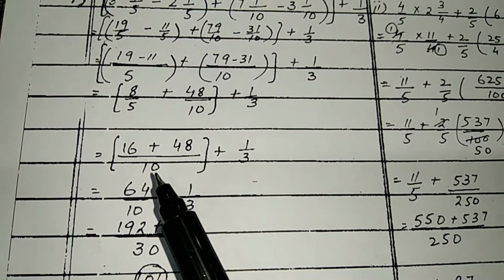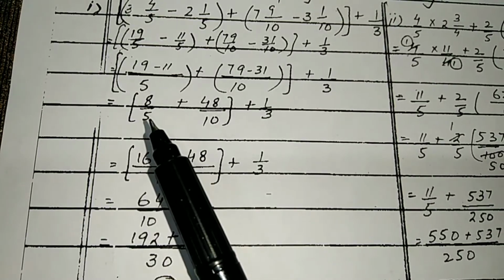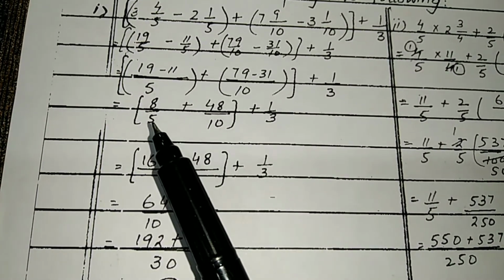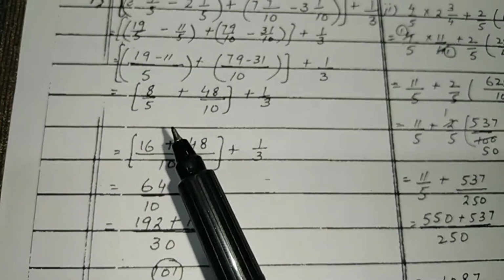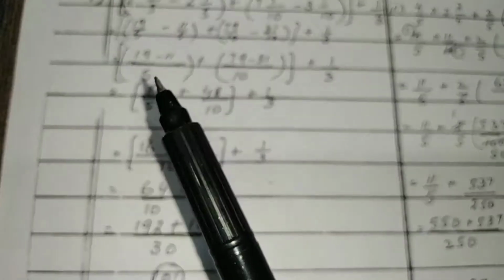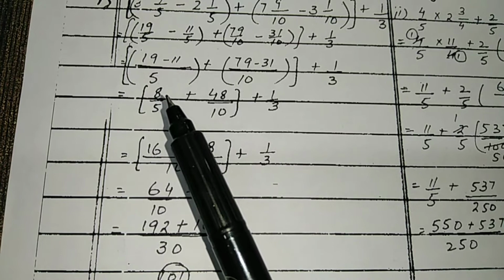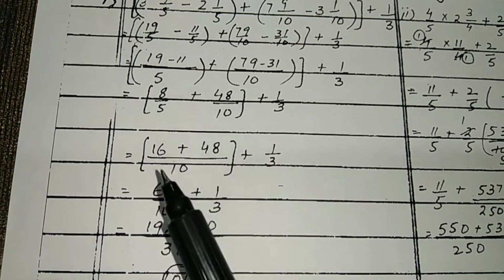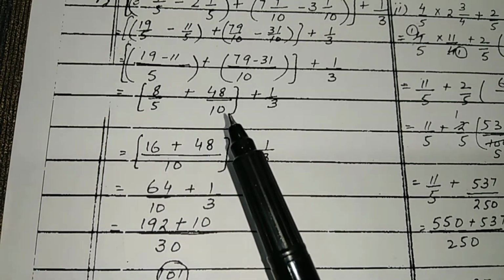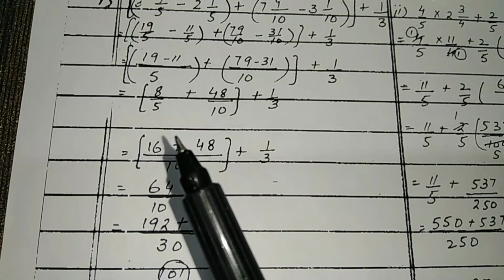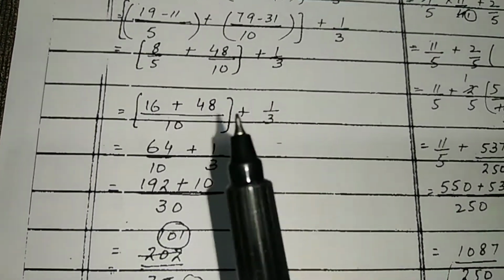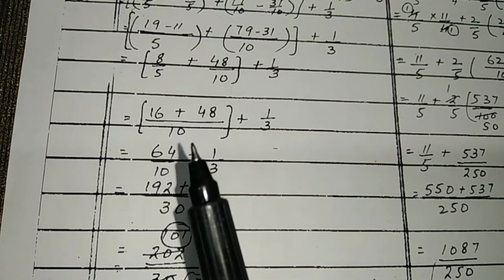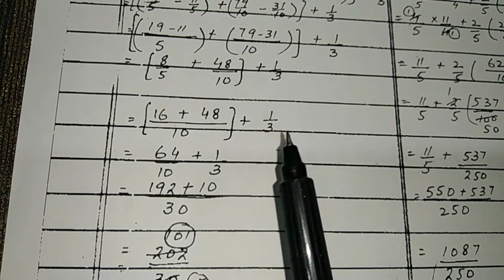So 10 is taken as LCM and then we have to divide 10 by the first denominator, that is 5. When we divide 10 by 5 we will get 2. So we have to multiply the numerator with 2. So 8 times 2, that is 16, plus 10 divided by 10 we will get 1. So 48 times 1, that is 48, plus 1 over 3. Now their addition will be 16 plus 48, we will get 64 over 10 plus 1 over 3.